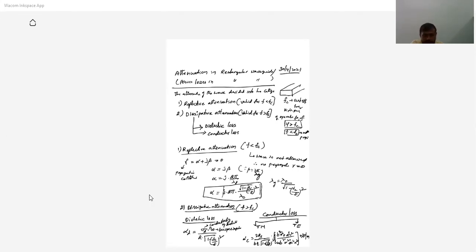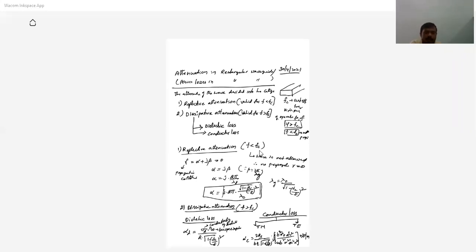Or the same question, you can write the same answer for power losses in the rectangular waveguide. For that also you can use the same thing. So this is the case for the losses in the rectangular waveguide. Then we're going to go for the next one.